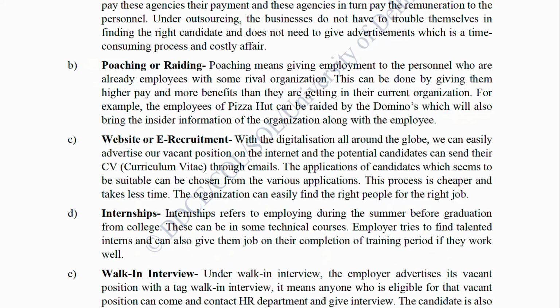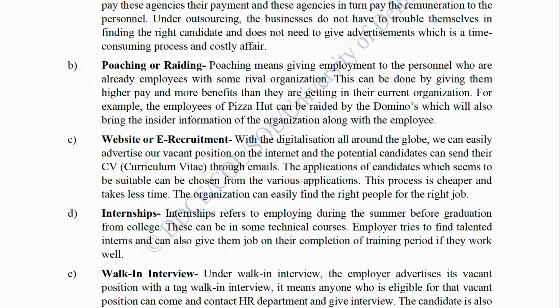Second, poaching and raiding. Poaching means giving employment to personnel who are already employees with some rival organization. This can be done by giving them higher pay or more benefits than they are getting in their current organization. For example, the employees of Pizza Hut can be raided by Domino's, which will also bring the insider information of the organization along with the employee.